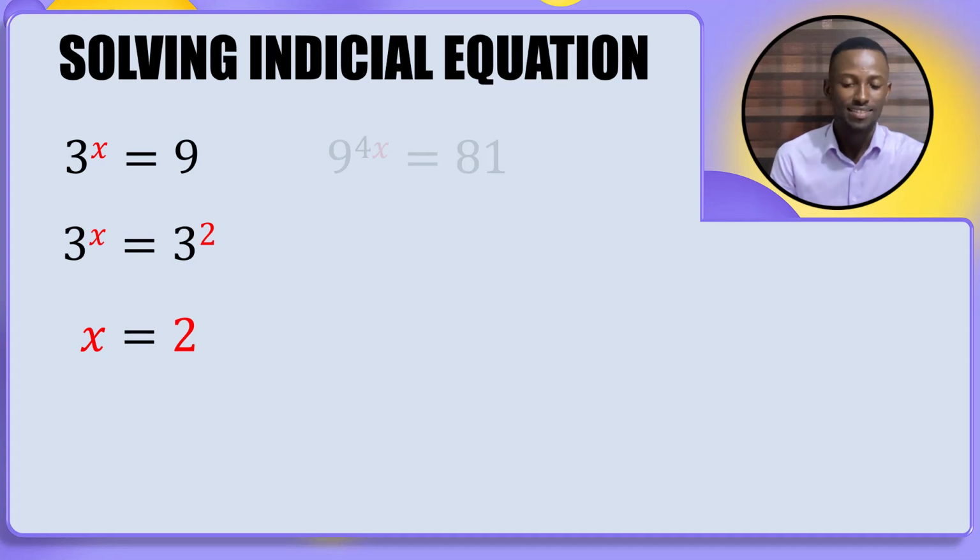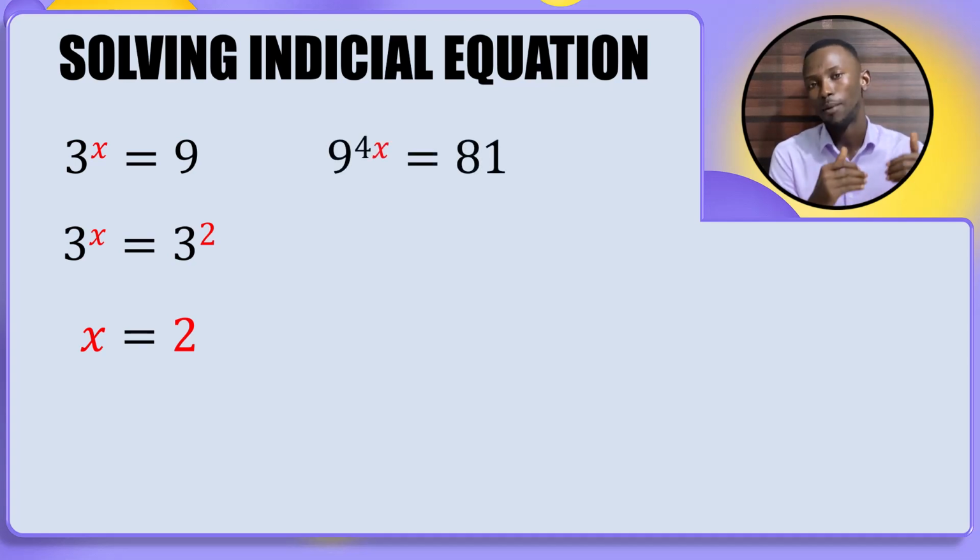Let's pick another example that will be a little bit upgraded, or much more difficult than the first. That is 9 to the power 4x equals 81. So we are going to repeat the steps again. On my left, the base is 9. And on my right, the base is 81. So is there something we can do to 81 so that it will have the same base as what we have on our left?